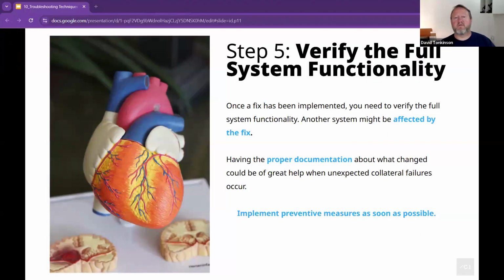And then we can verify the full system functionality. So once you've reproduced it and you've created a fix, now you've basically just got to check that you haven't broken anything else. Because remember, it's not just one thing you're changing. If you change one thing to fix it, that's fantastic. But does that thing that you changed have an effect on anything else?